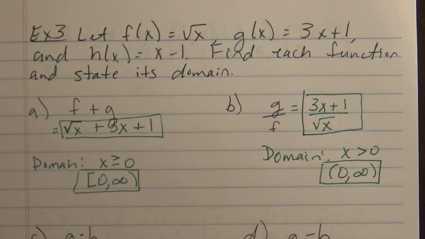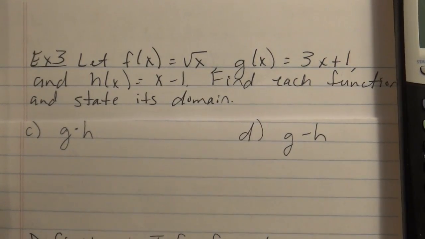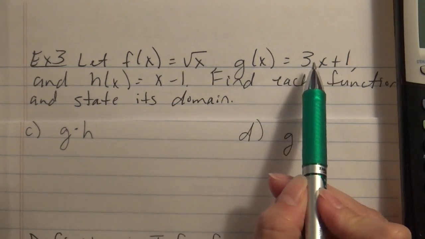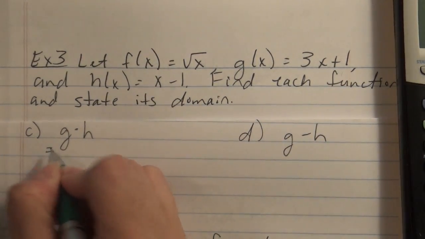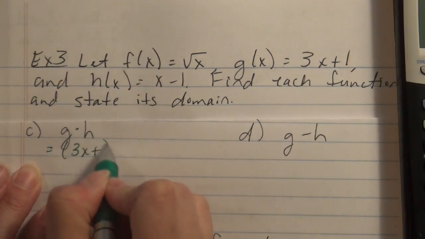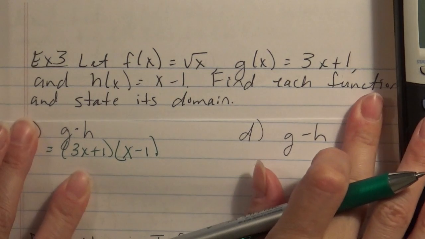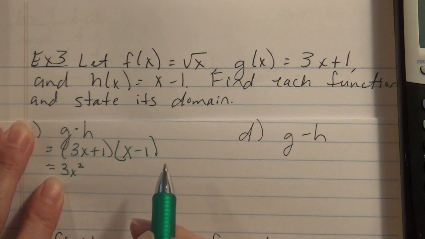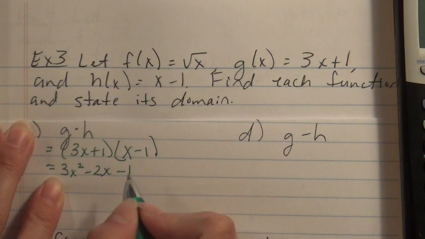Alright, I'm going to have to pause it so I can get part C and D on here. Part C, we're asked to find g times h. So we know that we need to multiply the 3x plus 1 from g times the x minus 1 from h. So we've got 3x plus 1 times x minus 1. We can go ahead and FOIL this out. That gives us 3x squared minus 3x plus 1x, so minus 2x minus 1.